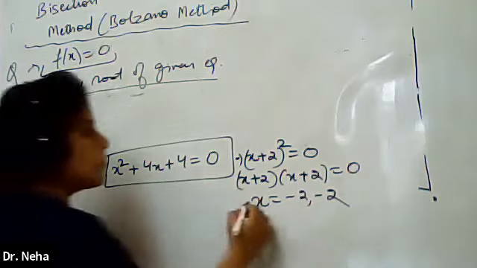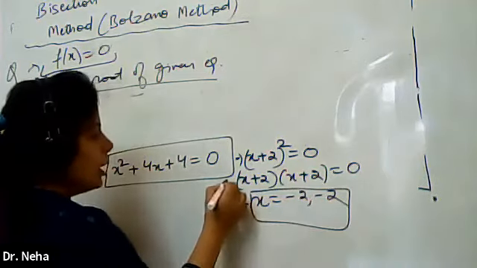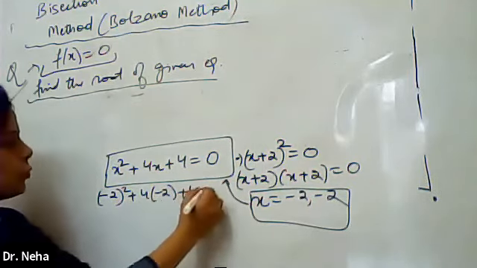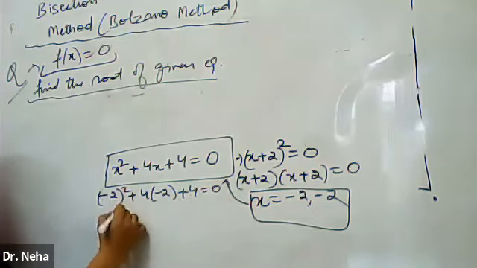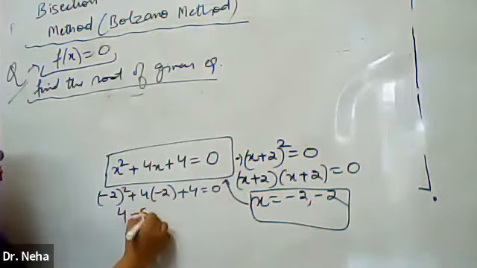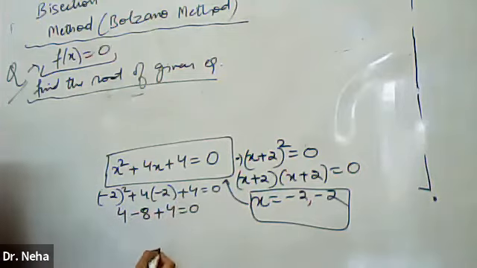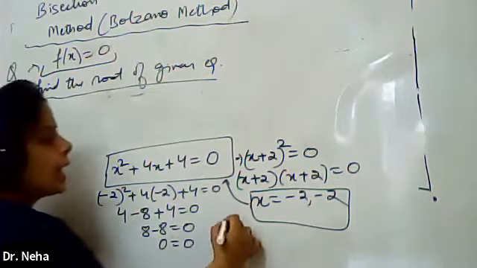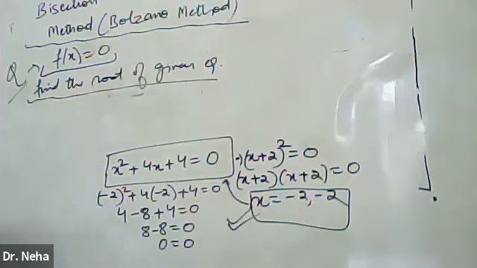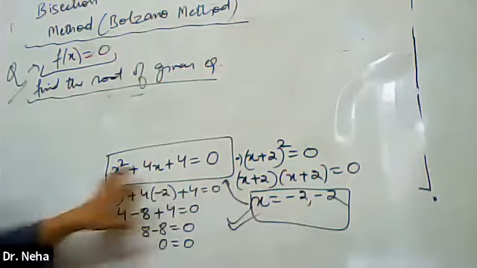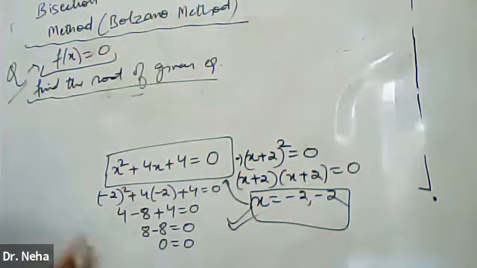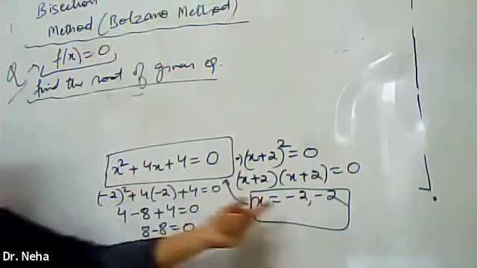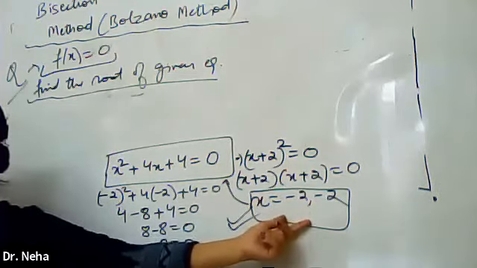Roots means, now let us substitute x equal to minus 2 over here. Let us put (minus 2) squared plus 4 into minus 2 plus 4 equal to 0. Minus 2 squared will be plus 4. 4 into minus 2, minus 8, plus 4 equal to 0. That means 8 minus 8 equal to 0. That means 0 equal to 0. This proves that our answer is correct. Root satisfies the given equation always. Remember this thing. Whatever your answer is, it will always satisfy the given equation. So that value is called the root of the given equation. I hope it is clear to everyone.